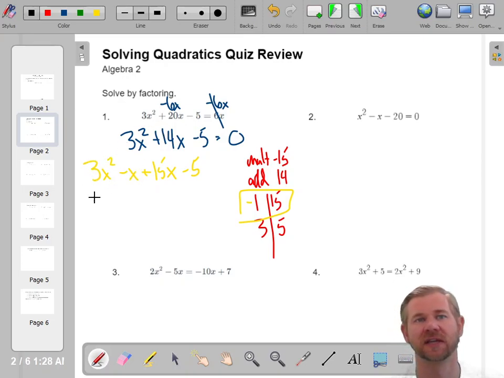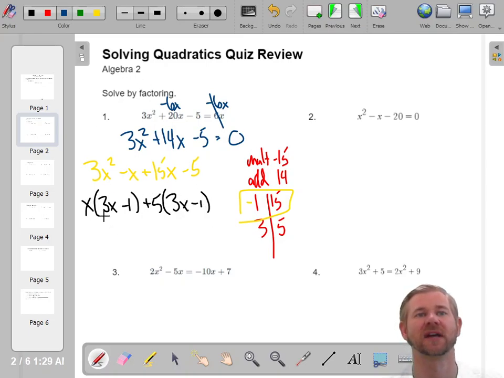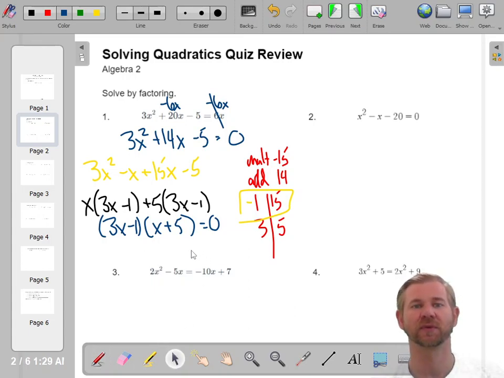So the GCF of the first two is x, and that would be 3x squared minus x if I distribute back in, plus 15 and 5 are both multiples of 5, 3x minus 1. Hey, they match up. That's a good sign. 3x minus 1 is one of my factors, and x plus 5 is the other.